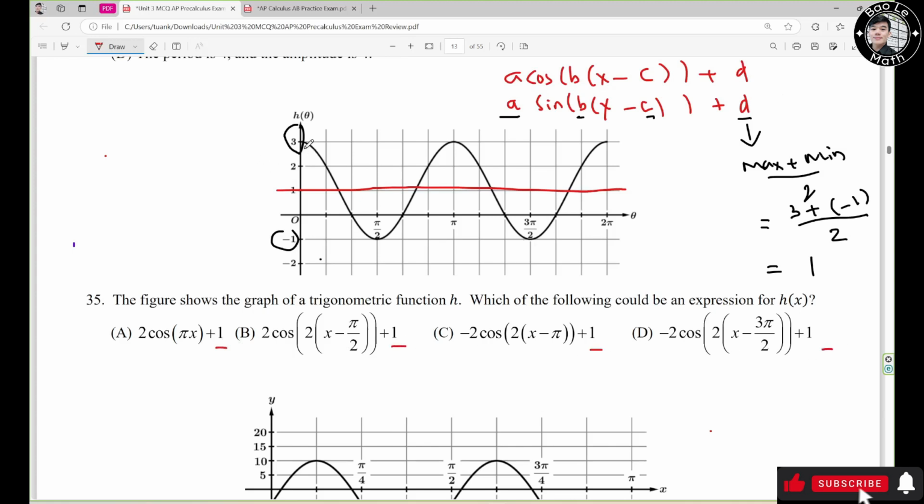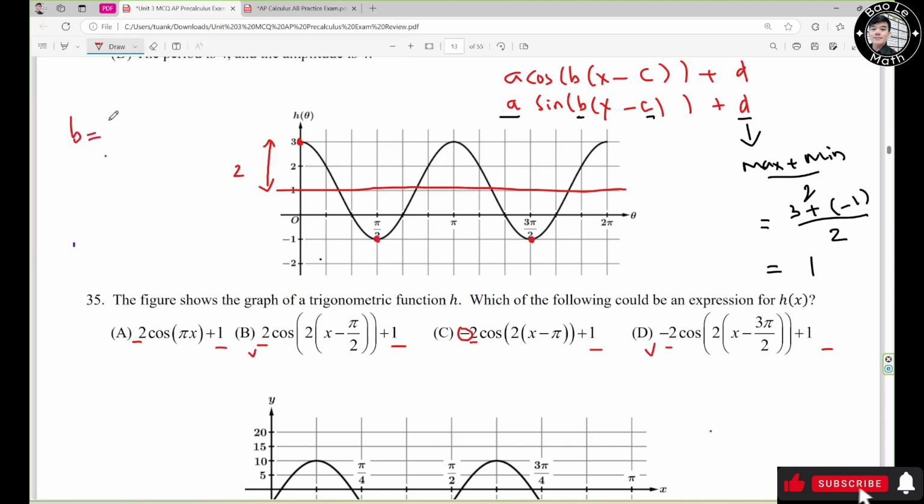Now we need to find the amplitude. The amplitude is maximum subtract minimum divided by 2, or the distance from the midline to the maximum, right? Amplitude is 2, right? So look at this one, we see 2, 2, this one is 2. Now keep in mind, if you have the negative sign here, which means there could be a reflection, right? This one 2.